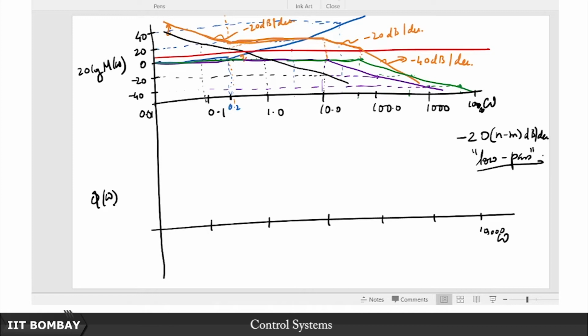So eventually, beyond a certain frequency, after all the poles and zeros are to the left of that frequency, you will see that this Bode magnitude plot descends at a slope of minus 20 times the relative degree dB per decade. So eventually it cuts off, it attenuates frequencies beyond that point.